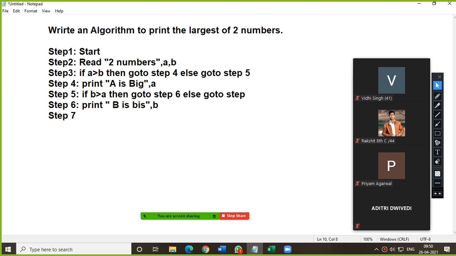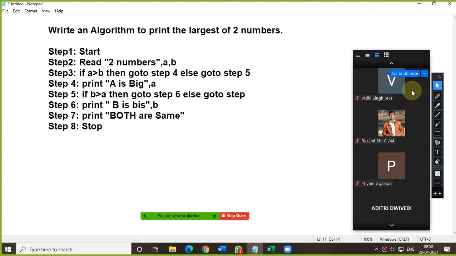There are some logical things in this program that I will discuss. Just wait a minute, my dear friend. Let me discuss this now. Okay, now see one by one. If this condition is true, if A is greater than B, then we are coming to step 4. So step 4 is this: A is big. After this A is big, your program is over. Then go to step 8.